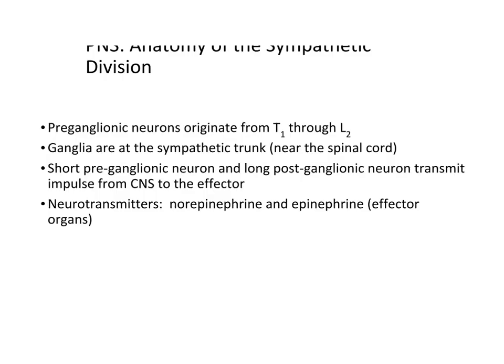The anatomy for the sympathetic division includes preganglionic nerves from T1 through L2, so that's thoracic 1 through lumbar 2, and then the ganglia are at the sympathetic trunk, which is near the spinal cord. Then there's a short preganglionic neuron in this pathway, and then a long postganglionic neuron, and they transmit impulses from the central nervous system to the effectors. And then the neurotransmitters used are things like norepinephrine and epinephrine.